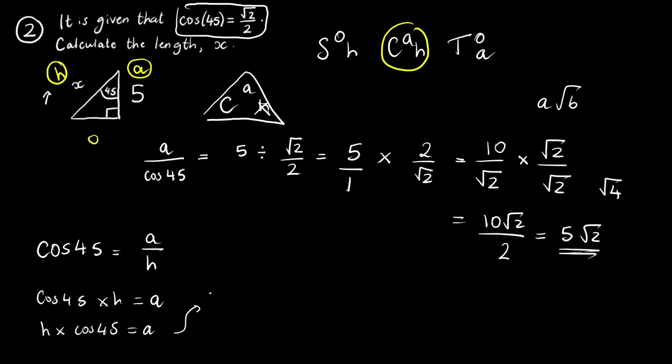So then to get h on its own, I would have to divide by the cos 45, which is what I've done here. So the forming triangle is just a shortcut for doing that, but please make sure you're comfortable with solving equations.